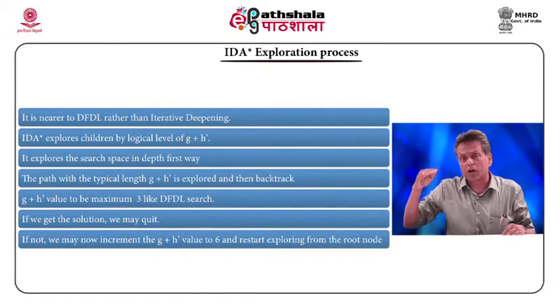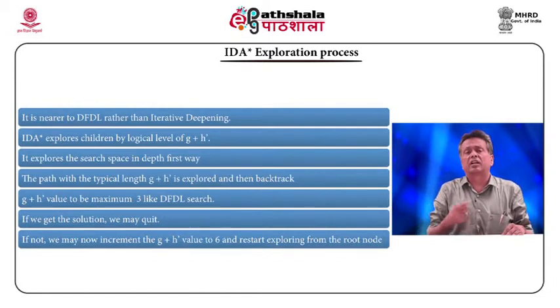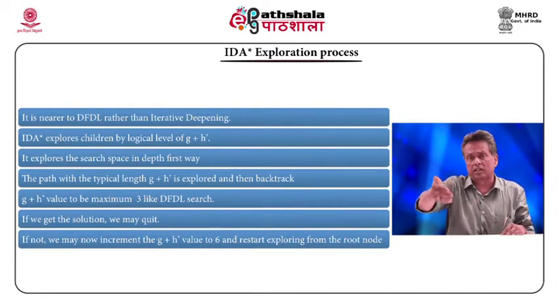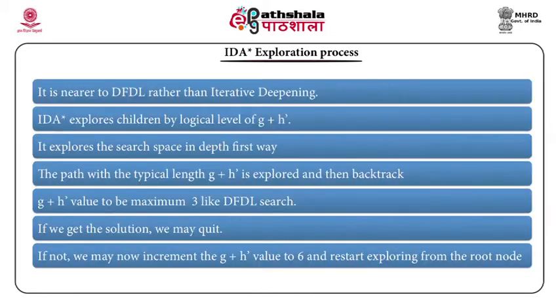And if you don't get a solution, what will happen? In most cases where H dash underestimates, you probably will not get it the first time, because you estimated it to be 3, but it is actually 6. So you won't. But then once you do not get it, you can increment, pick up the best node so far, use that as the measure and again try. You may continue doing that, and eventually you will be able to reach there.